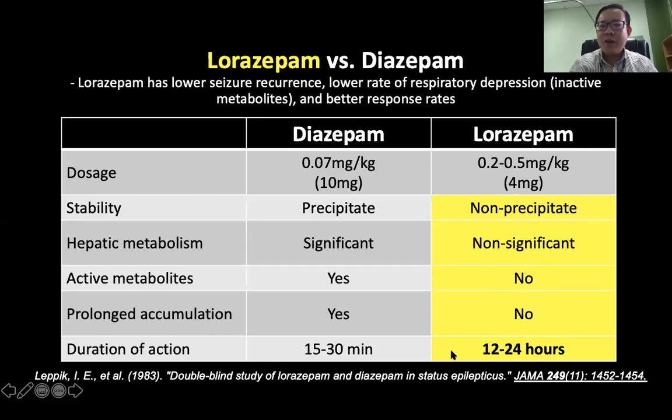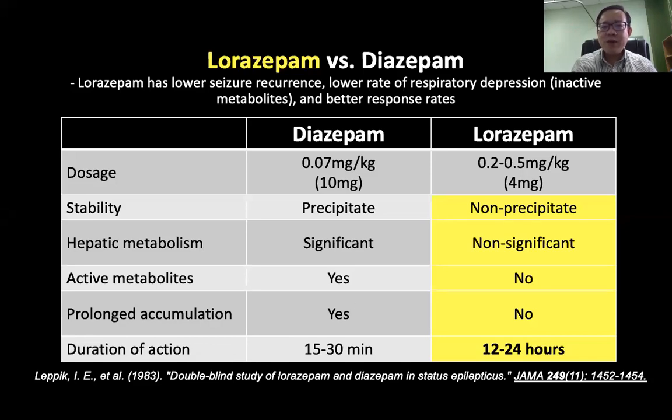We have tablet lorazepam, but we don't have IV. Secondly, lorazepam's duration of action lasts from 12 to 24 hours. Just imagine if you give diazepam, the patient's seizure stops. After 30 minutes, the seizure occurs again, perhaps because the action of diazepam is over. Whereas for lorazepam, the duration of action lasts up to 12 to 24 hours, so it will give longer protection to the patients using lorazepam.